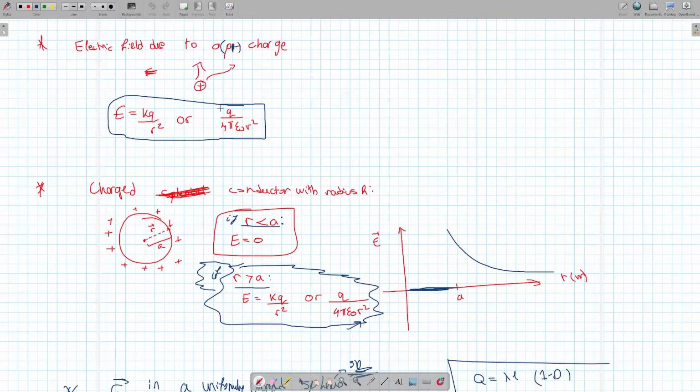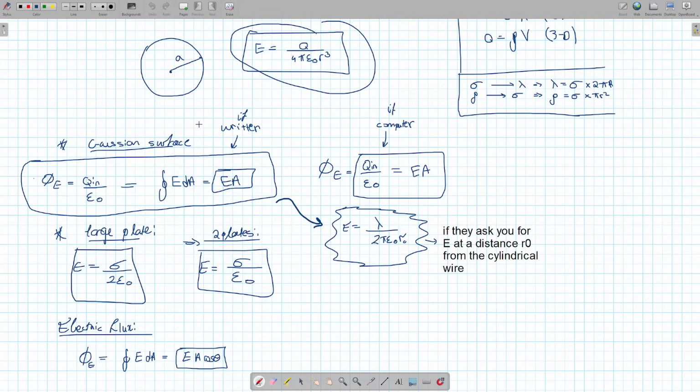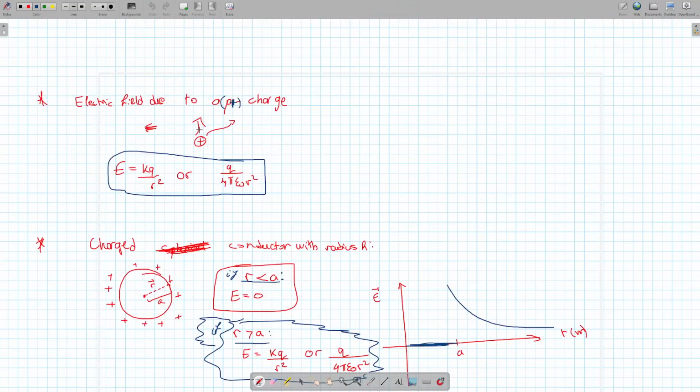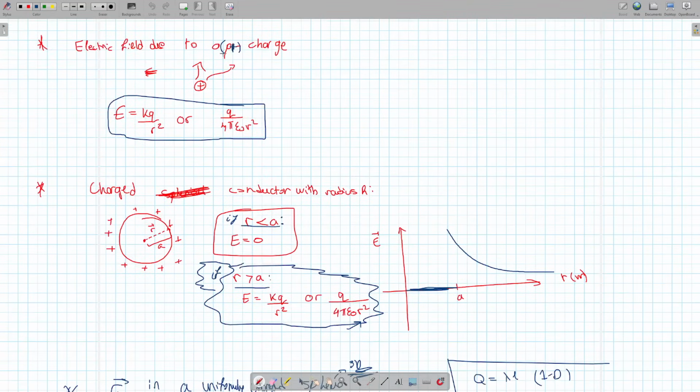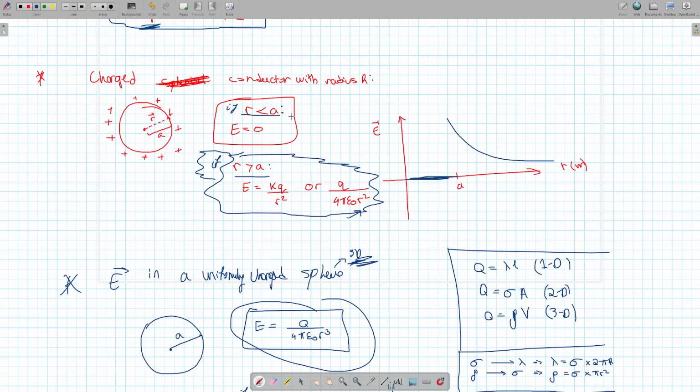Basically, these are the formulas you need to know. There's a lot: electric field, electric flux. First one, electric field due to a positive charge. Very simple, kq over r squared. You're familiar with this. Or instead of k, you have 4 pi epsilon naught at the bottom, which is the same thing. But this is nicer. I like this.